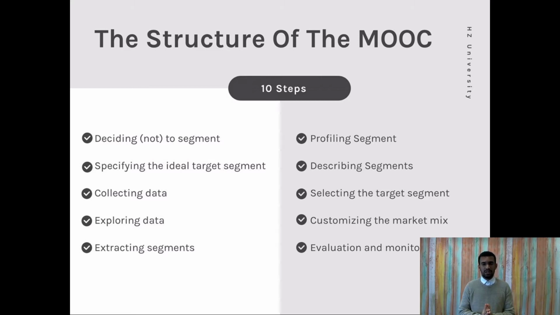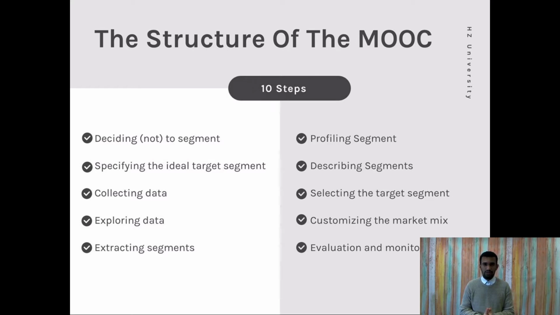Next, we have selecting the target segment. So after we have identified the optional or ideal segments for us, we need to select the one that looks most attractive for us. There are different methods used in this step, which will be discussed later on. And finally, we have 2 points, the first being customizing the market mix. When we speak about the market mix, there are 4 main points that we need to take into account before implementing the market mix, which will also be discussed later on.